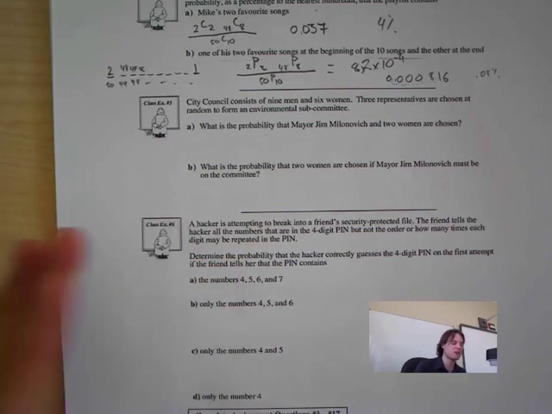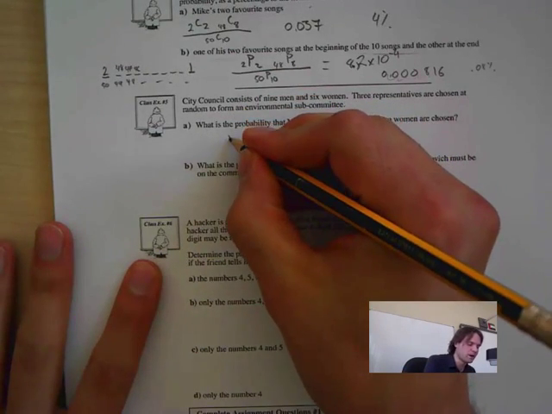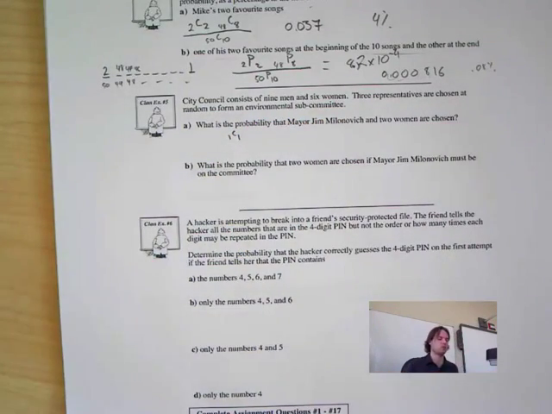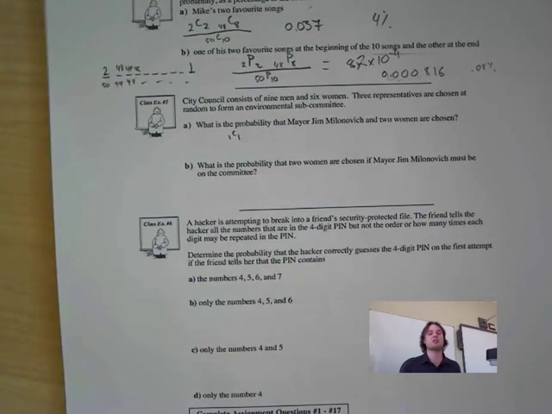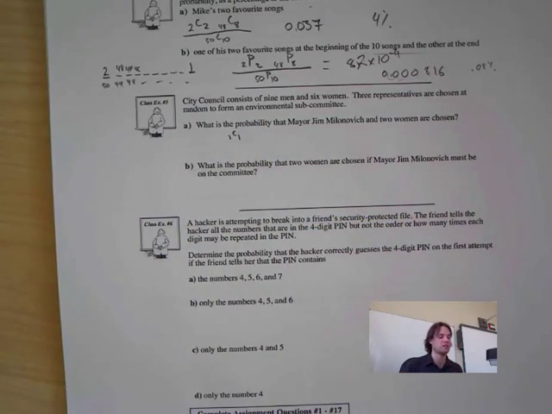So this one right here, if you're making a council, order doesn't matter. As long as you're chosen, you're on, it's good. There's no hierarchy. So out of 1, we want Mayor Jim Milanovic. He's actually a boy, but we're only looking, he is 1 person. It's specifically him, not just any boy.